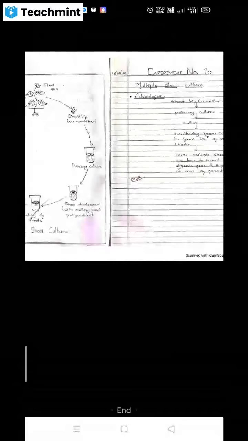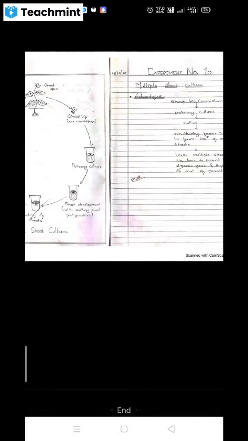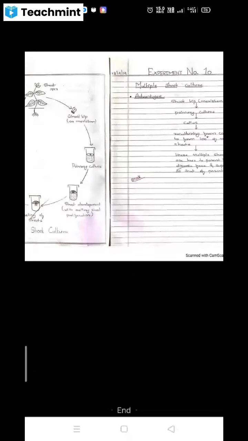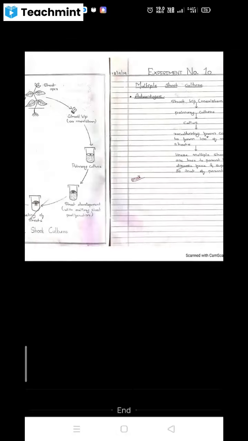एमएस मीडियम का लॉन्ग फॉर्म पता है आपको? मुराशिगे एंड स्कूक मीडियम. थ्योरी में आपको नाम आया होगा, तो वो भी आप यहाँ पे अच्छे से याद करके रखो. वो एमसीक्यूज के लिए वगैरह पूछते हैं.